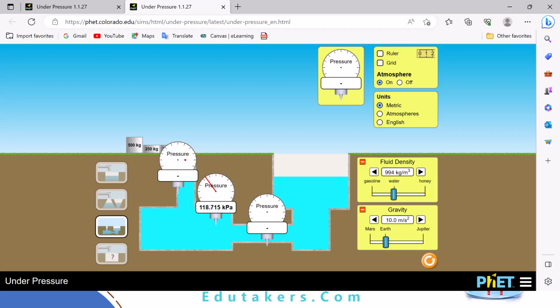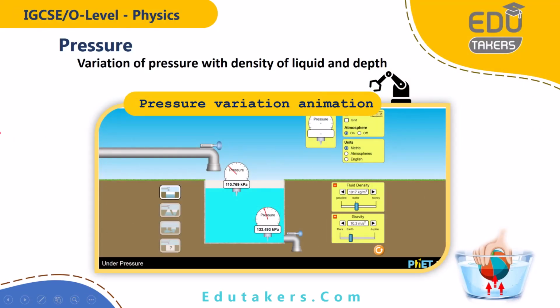The first one's values are not showing because you have to display them inside the liquid, and you can also display them inside the liquid. So the pressure value is basically independent of the shape of the container. The pressure doesn't depend upon the shape of the container. The values of the pressure remain the same. You can practice this as well from here. Let's go back.